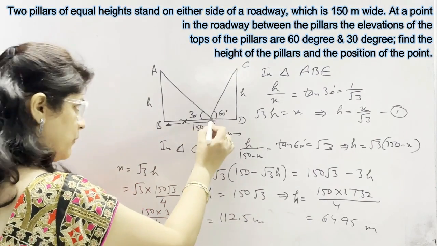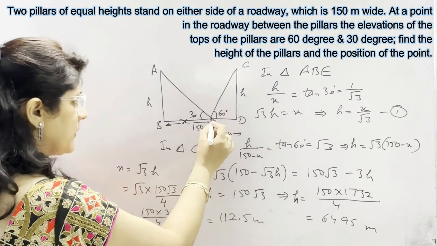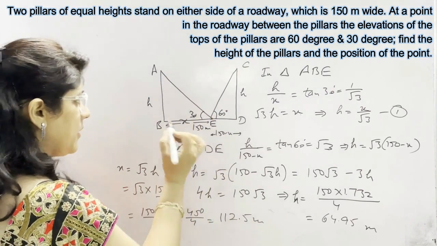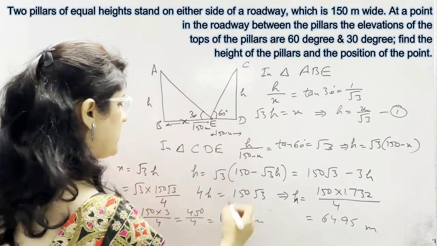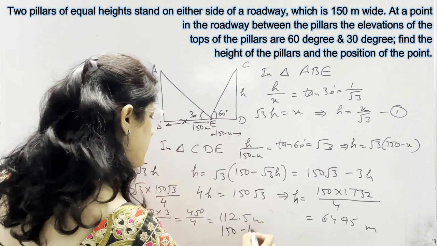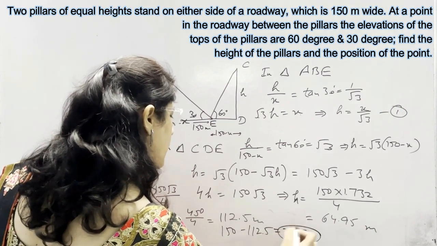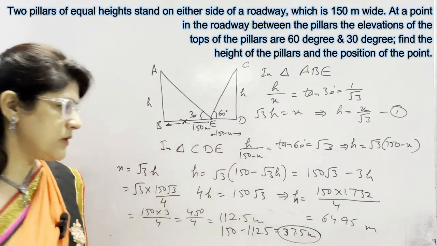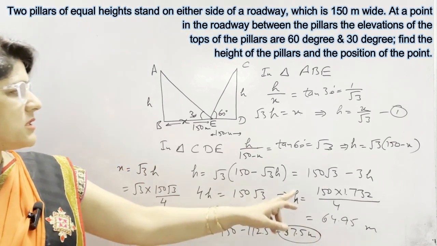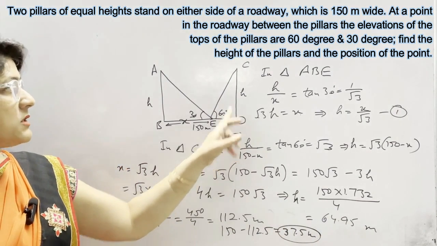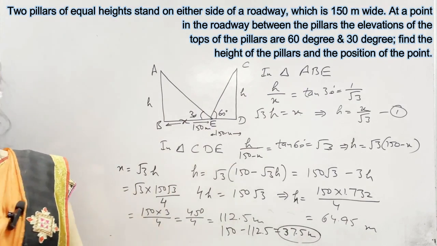So the position of this point is 112.5 meter from one pillar. It means from pillar AB, and from second pillar CD if we want to calculate, then we have to subtract it from 150. So 150 minus 112.5, it means 37.5 meter from another pillar CD. So height of this pillar is 64.95 and the distance of this point from CD pillar is 37.5 and from AB it is 112.5 meter.